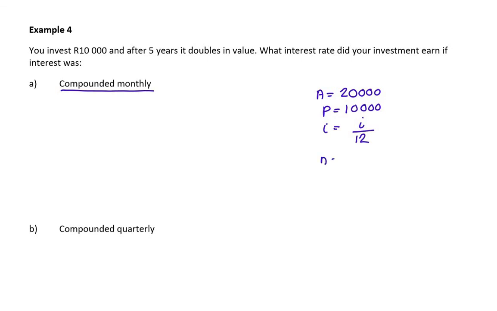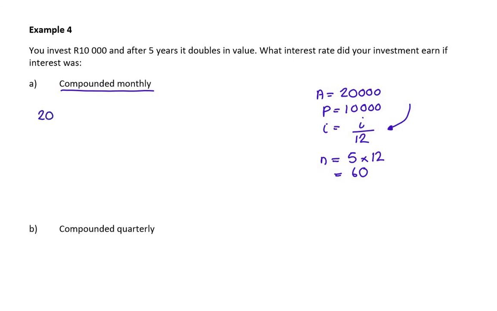How many times did you get interest? Well, it was 5 years, but 12 times each year because it was monthly. So actually 60 sets of interest. So this is quite a difficult one. I can't just write I there because the interest rate is always quoted as per annum. So what interest did you get per annum, but you would have divided it into 12 equal installments.